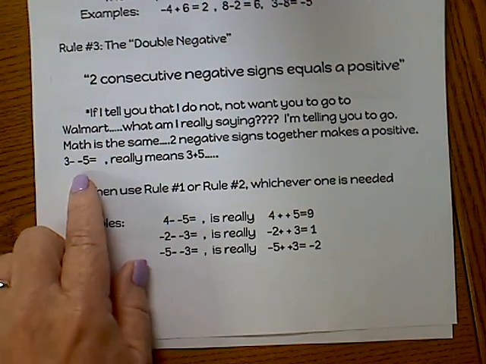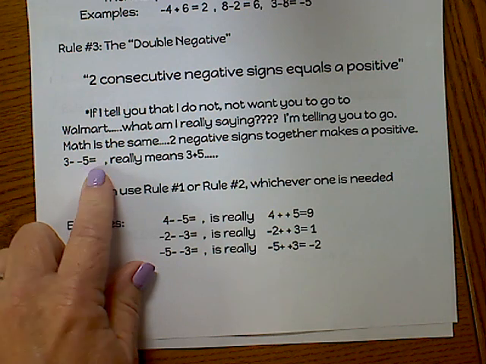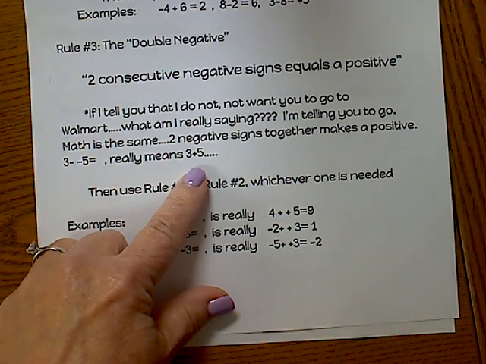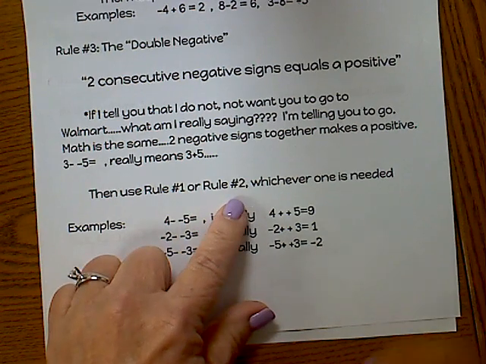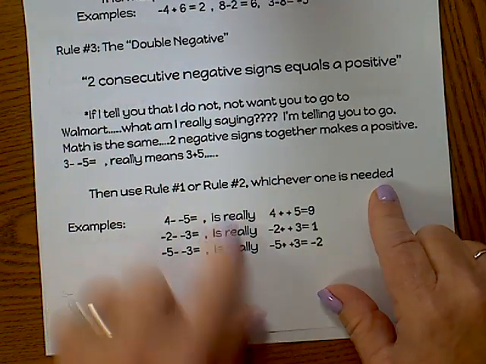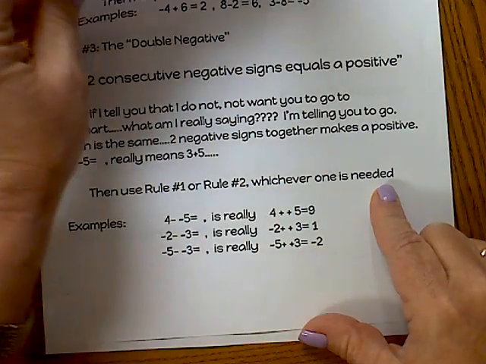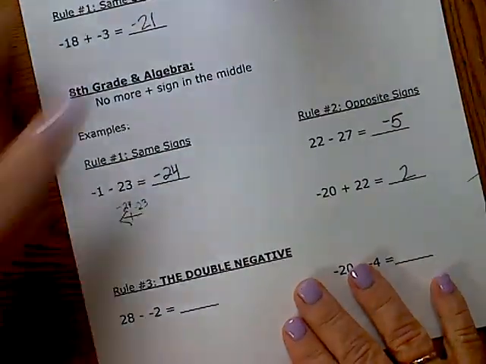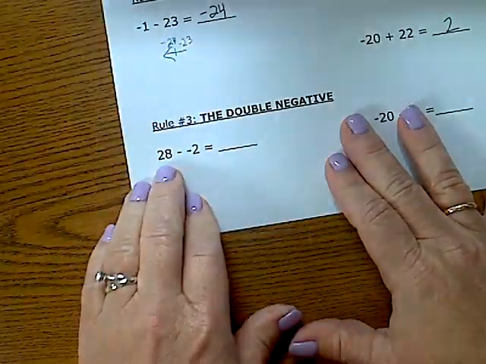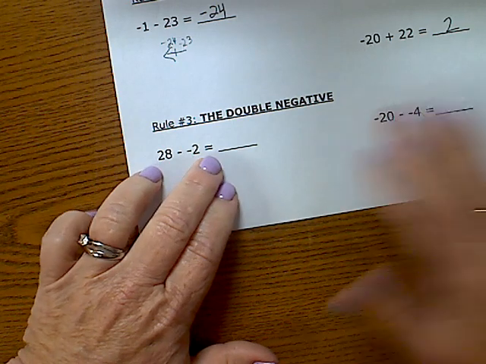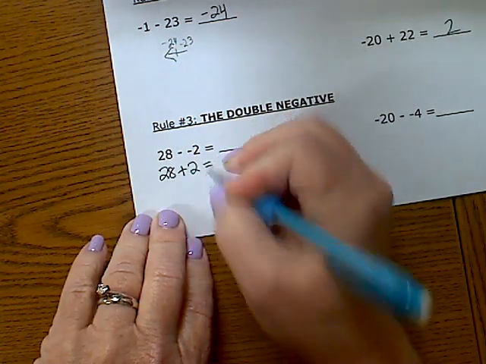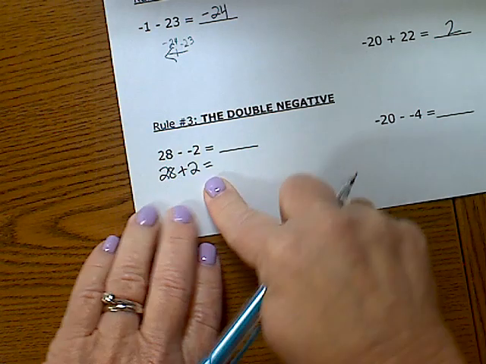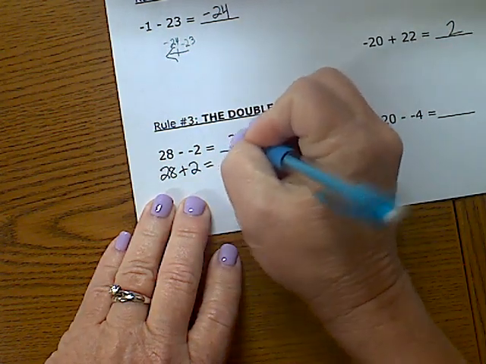So 3 subtract a -5 really means 3 plus 5, okay? So then use rule number 1 or number 2 once you do that, whichever one is needed to finish the process. So let's look here. So 28 subtract a -2. It's really saying 28 plus 2. Well, the signs are the same, so we just combine them, and we get 30, and it's positive, okay?